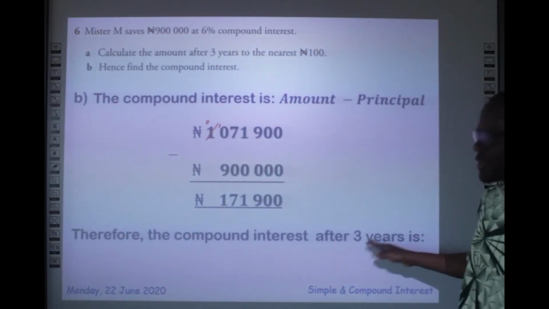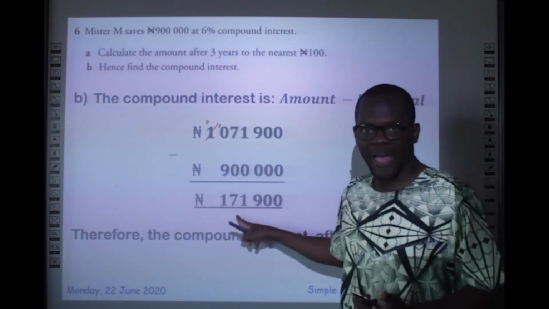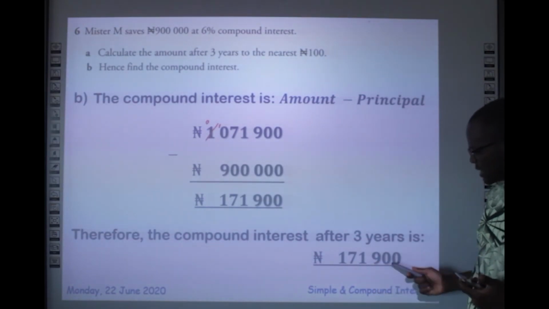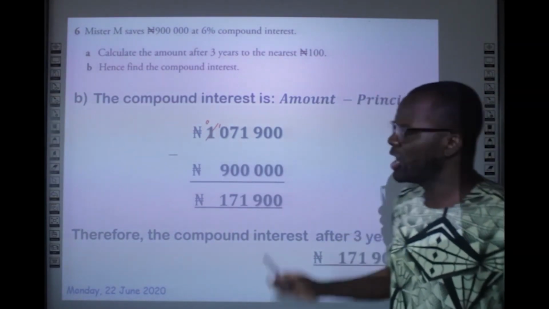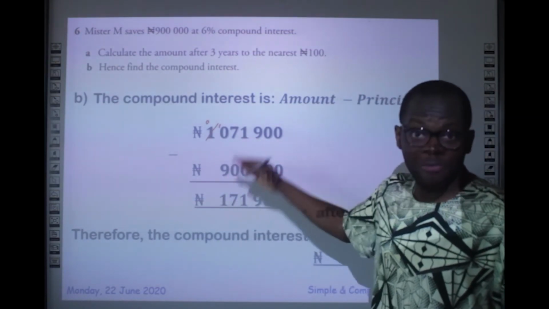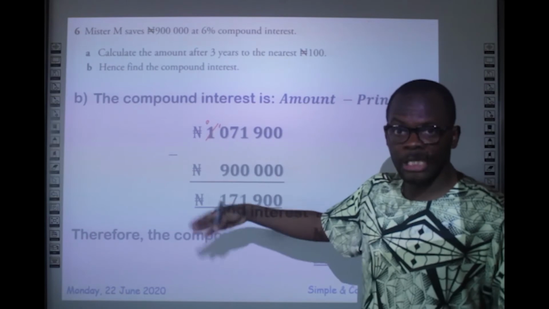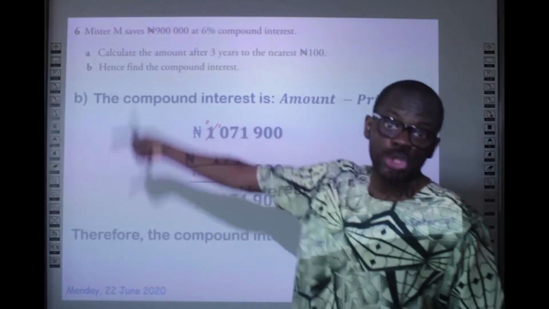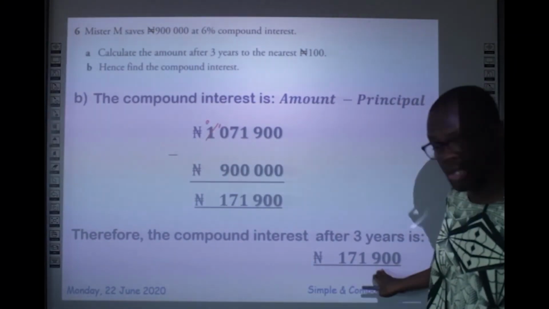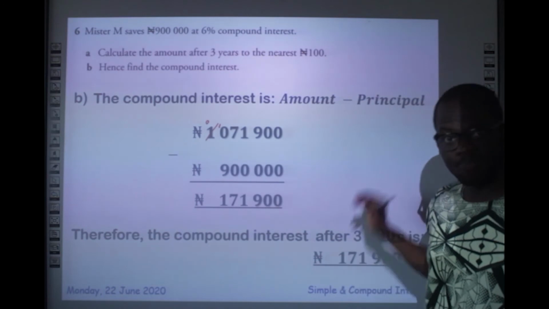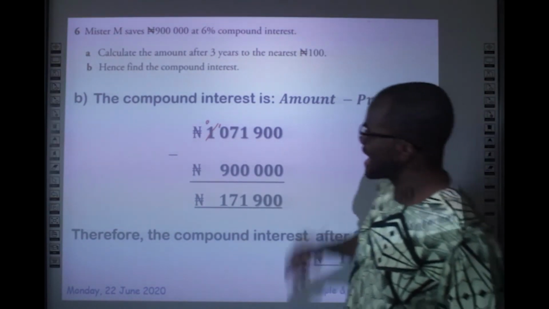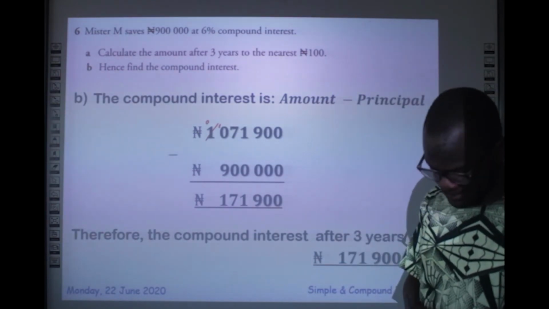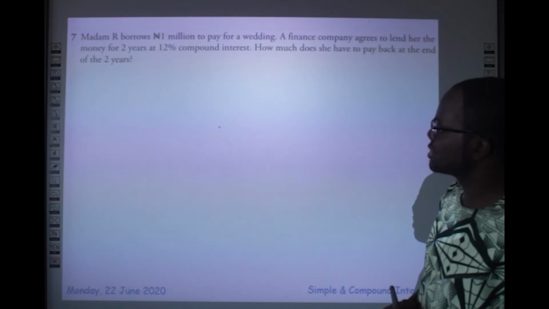So the compound interest after 3 years is 171,900. Okay, so the compound interest is 171,900. Now it doesn't matter if it was simple interest, we would follow the same steps. To get a simple interest, it will be the amount after a certain number of years minus the principal, which is what you started with, to get the interest. And as it is in this case, it's the compound interest. Okay, so that's that for the B part of the question, and we're done with question number 6. Okay, let's move on to the next question.